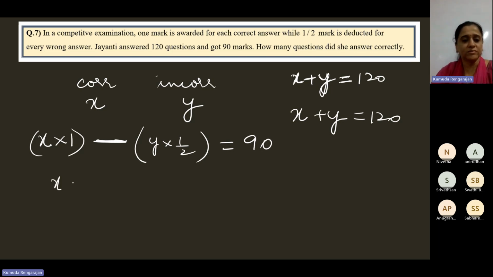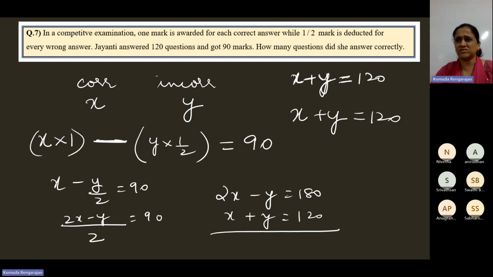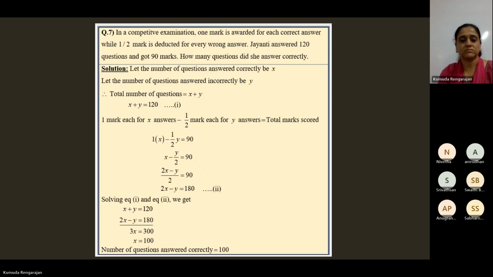So the equation is X minus Y by 2 is equal to 90, then LCM 2. So 2X minus Y is equal to 90, cross multiply, 2X minus Y is equal to 180. Then the first equation, X plus Y is equal to 120. You can write anything first. There's nothing that this is the first, this is the second equation. You can write the equations in any order and then solve, find X and then find Y. Same thing you have here.